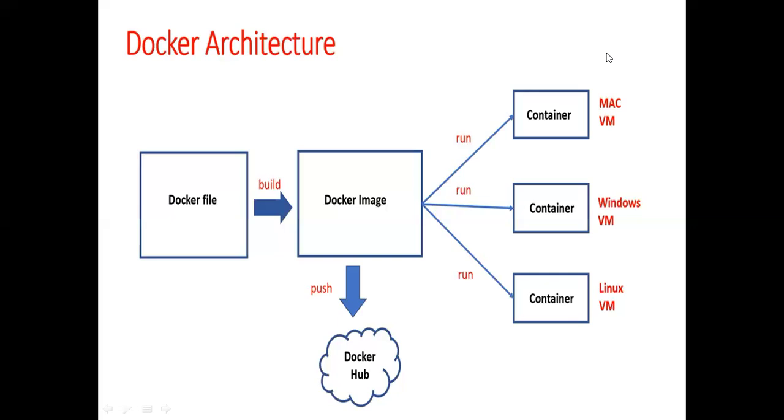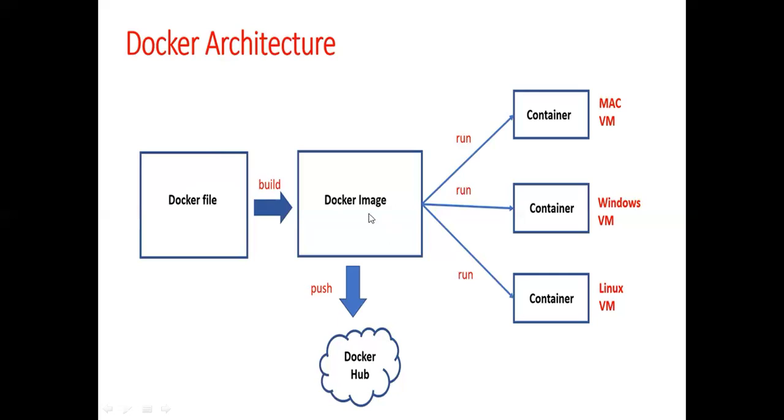So I hope everyone is aware of Docker architecture. Using Docker, you can containerize an application. Docker is a software tool that helps to containerize your application. When you want to containerize your application, first you need to create one Dockerfile, and this Dockerfile contains the instructions to build an image. So from the Dockerfile, you can build an image.